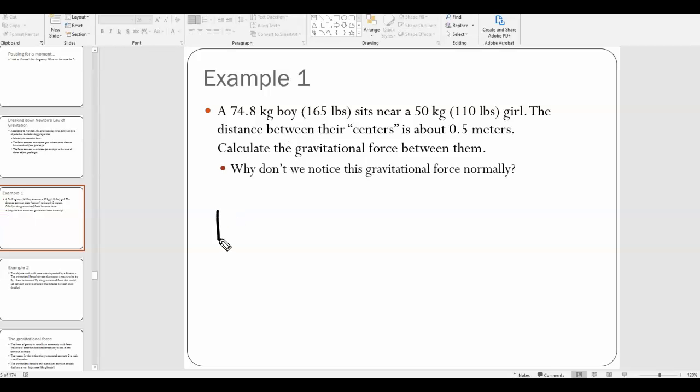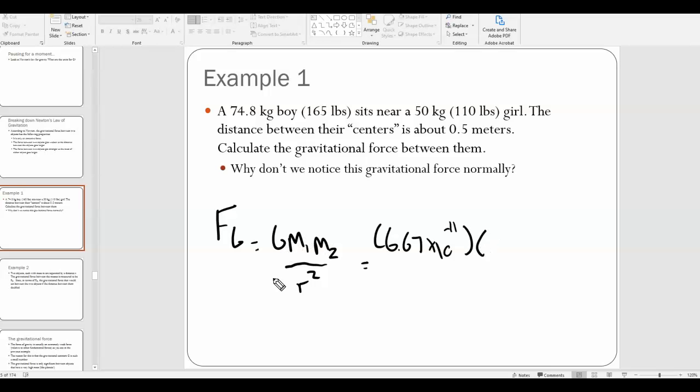We have Newton's law of gravitation, Fg equals G m1 m2 divided by r squared. This is a very straightforward calculation; all we're doing is plugging numbers into a calculator. We have 6.67 times 10 to the negative 11, the gravitational constant. It doesn't matter which mass is mass 1 and which is mass 2, because the force of gravity on the boy and on the girl are the same, because of Newton's third law. The boy pulls on the girl and the girl pulls back on the boy.